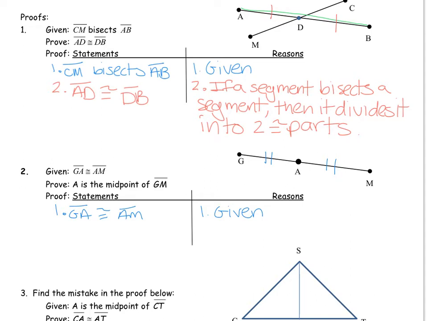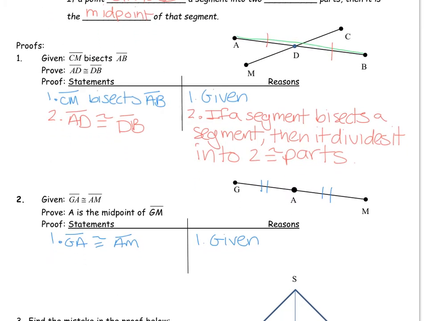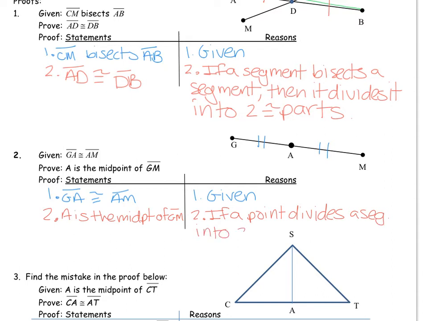Okay, so because that's our definition that we set up here, if a point divides a segment into two congruent parts, then it is the midpoint of the segment. We're ready to go ahead and say what we're trying to prove. So step 2, we can go ahead and say A is the midpoint of segment GM. And our reason is going to be if a point divides a segment into two congruent parts, then it is the midpoint.